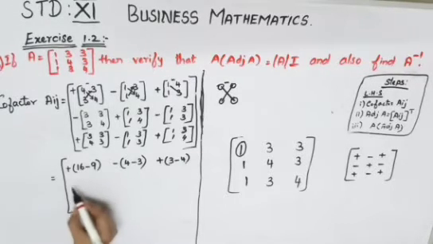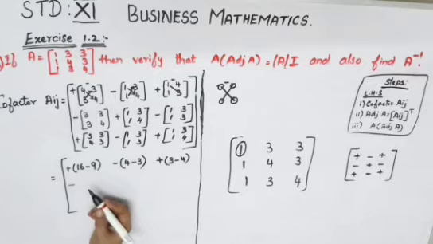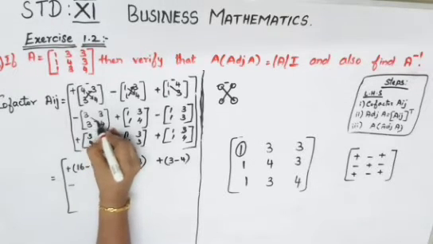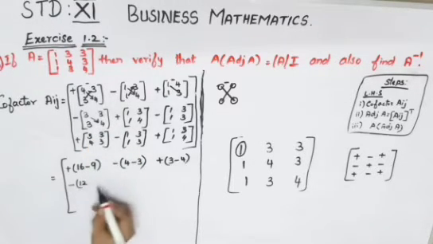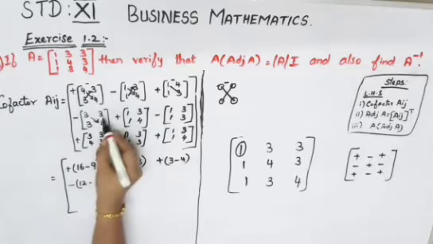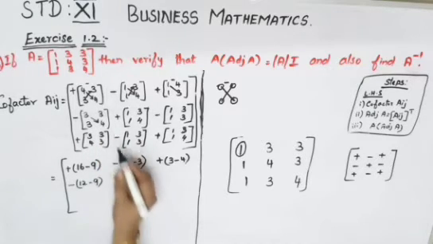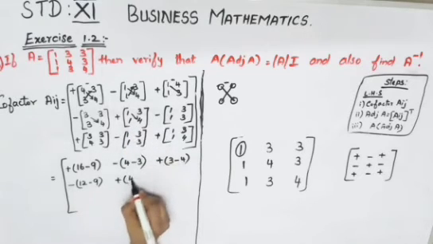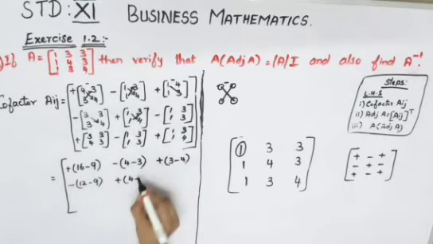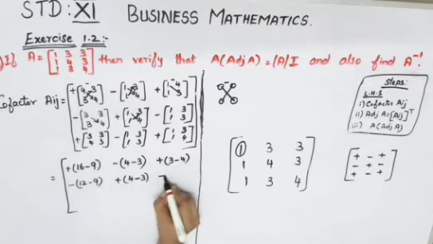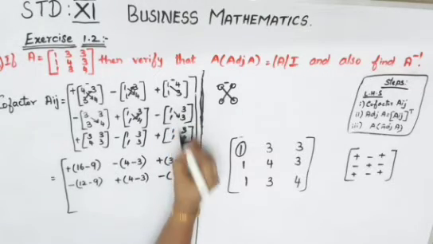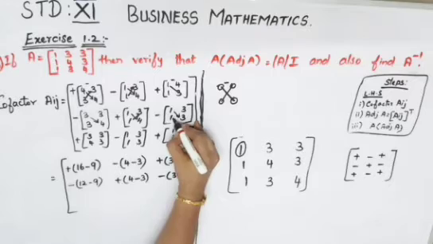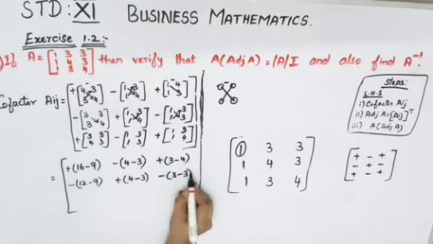Second row, minus, 3 4s are 12, then inbuilt minus will be here, 3 3s are 9. Then it is plus 4 1s are 4, minus 3 1s are 3. Then it is minus, 3 1s are 3, again it is 3 1s are 3, but minus 3.